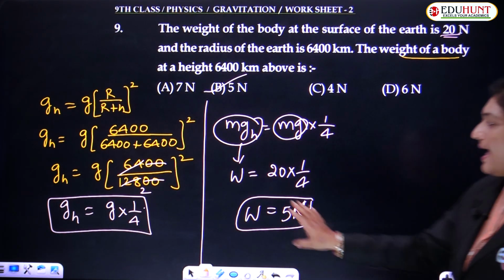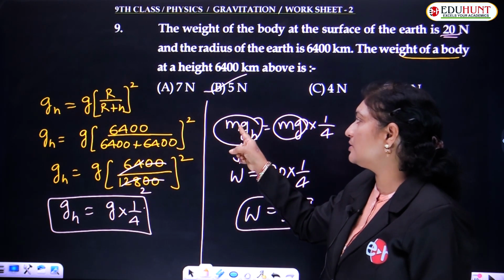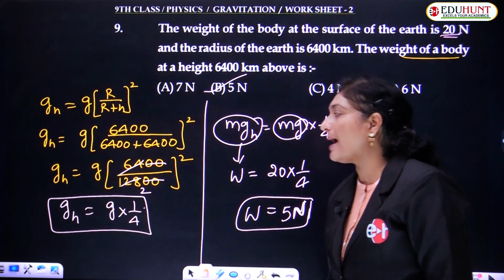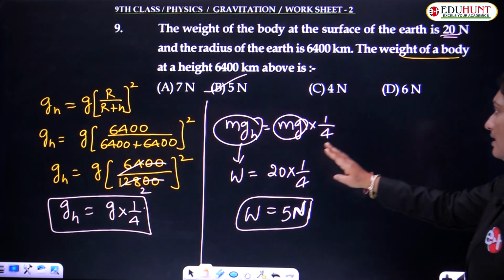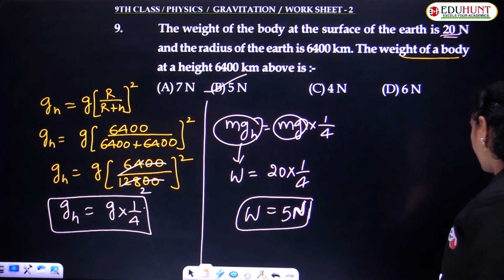That's it. Similar to the previous one, find out gh, but as you know, we need the weight. Weight is nothing but mass multiplied by gravity. The weight was already given, so you have calculated the new weight.